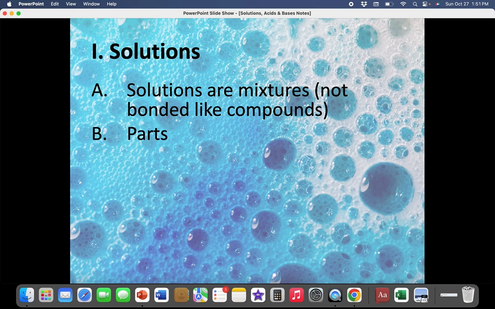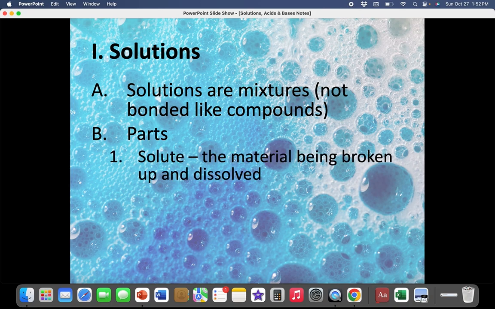So the parts of a solution all have the same root in them, in the name. They have the root sol, and you think about it, that's the root in the middle of the word dissolve at the SOL root. The solute is the material that's being broken up and dissolved. It's being broken up into molecular atom-sized pieces and being surrounded by the other material in the solution. So the solute is one part.